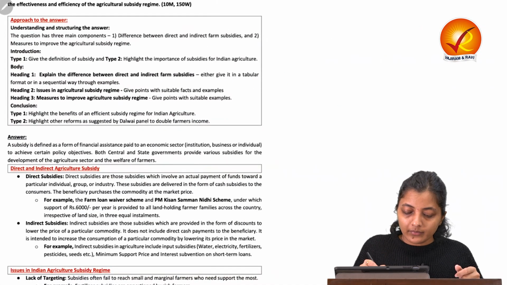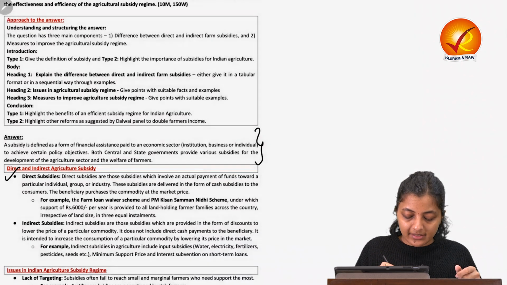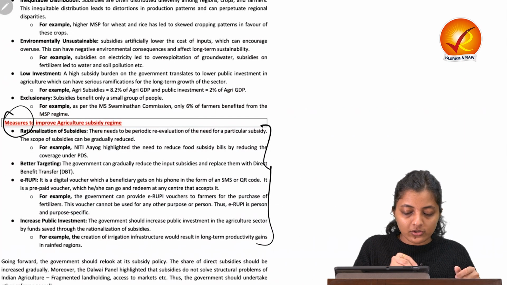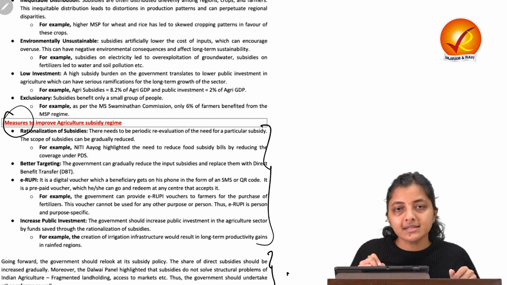Moving on to the model answer, starting with the definition, then the difference, then issues in the Indian agriculture subsidy regime, finally some reforms or the measures to improve, then in 2 to 3 lines some conclusion.